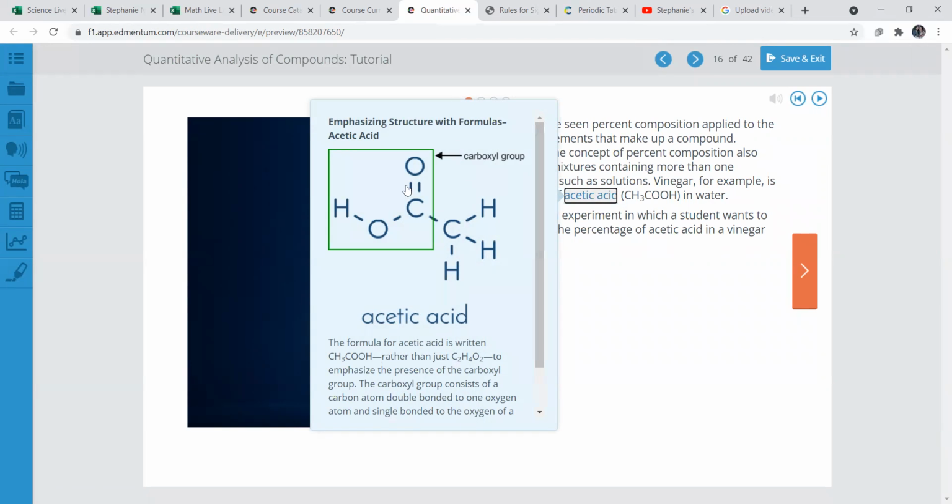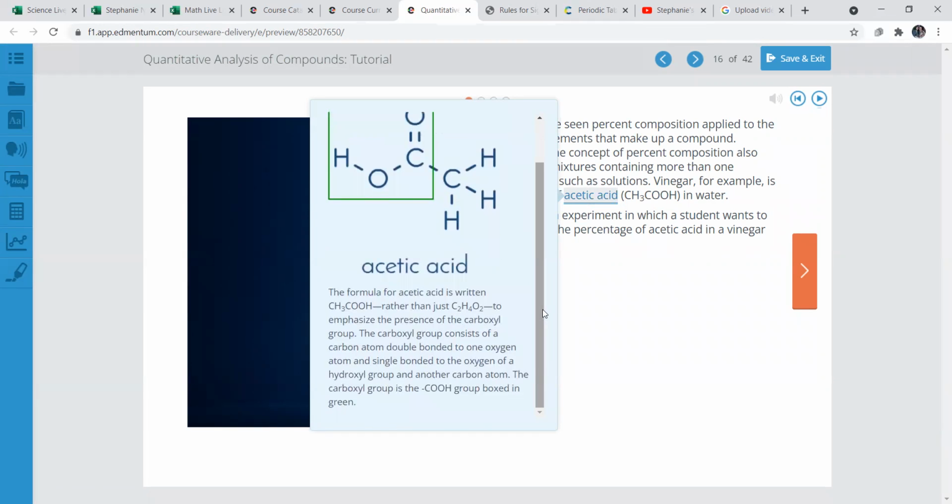Here is our official chemical written down here. There's a carboxyl group. The formula of acetic acid is written as CH3COOH rather than C2H4O2. Why? Well, they want to emphasize the carboxyl group here, and that's why it is squared off, the carboxyl group.